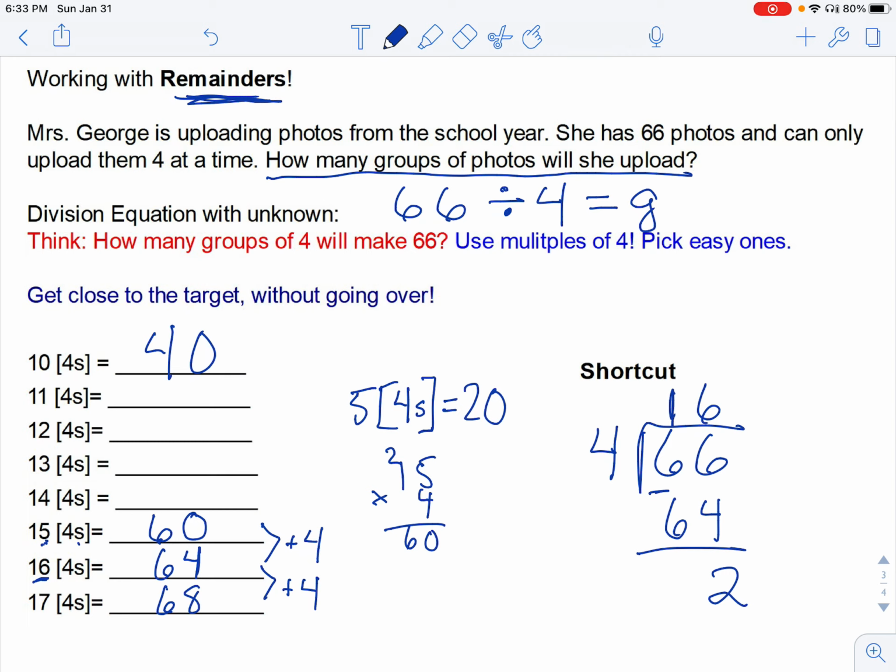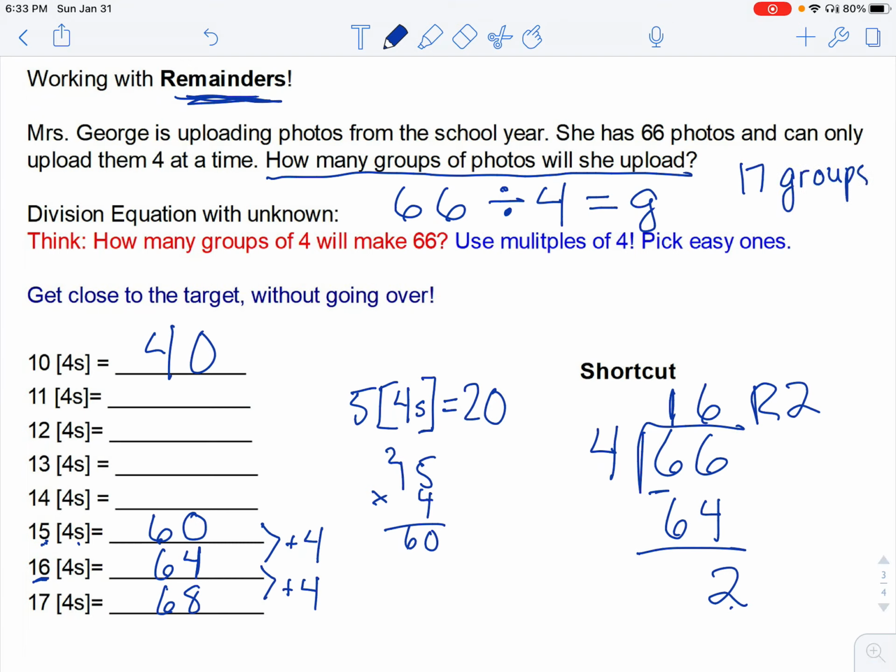So if we still had 2 photos left over, what am I going to do? Just throw away those two photos? Put them into the trash can on my desktop? That'd be so sad. If you were in the photo, that'd be a bummer. No, so when I have that remainder of 2, how many groups of photos will I need to upload? Well, I actually will need 17 groups, right?